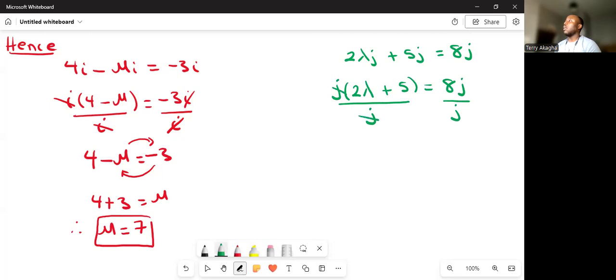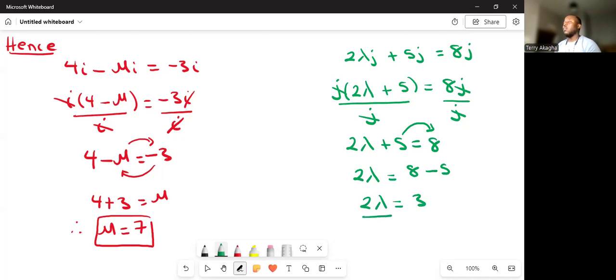So this will cancel that. This will cancel that. So you're going to have 2 lambda plus 5 is equal to what? 8. I'll take 5 to this side. So we're going to have 2 lambda is equal to 8 minus 5. Then 2 lambda is going to be equal to 3. Are you seeing it? Divide both sides by what? 2. So therefore, the lambda will be equal to 3 over 2.